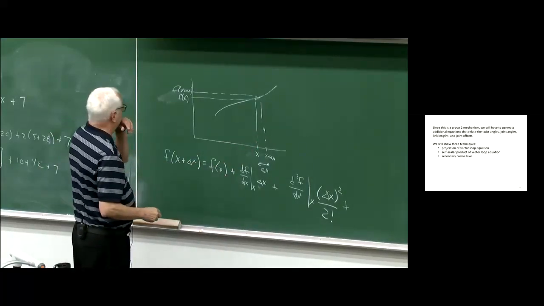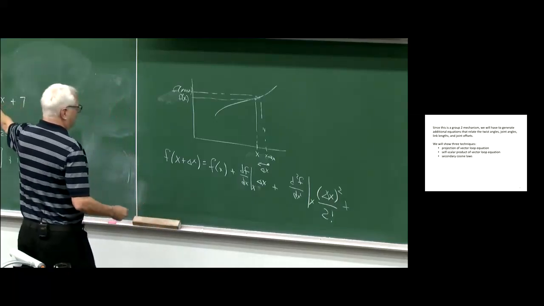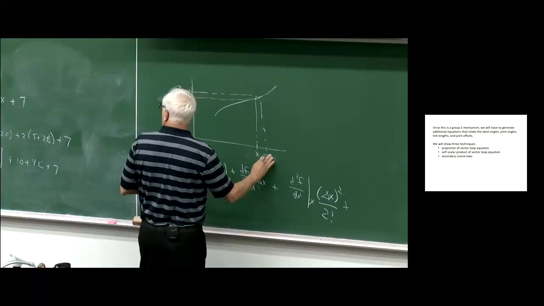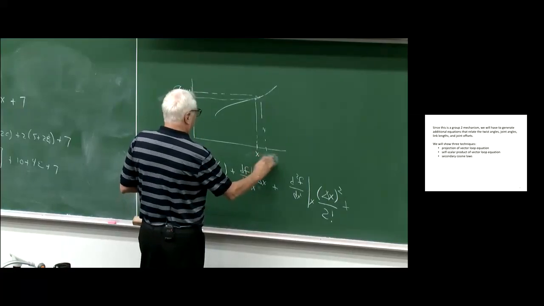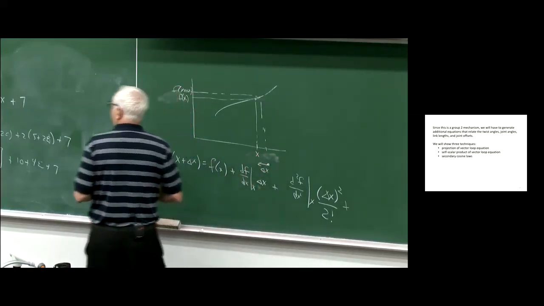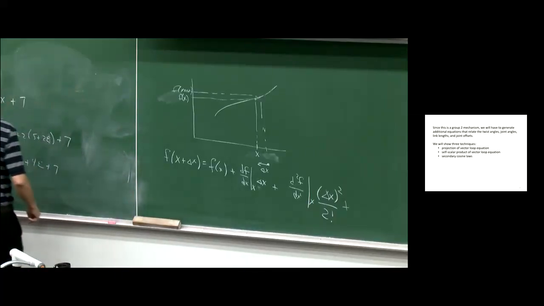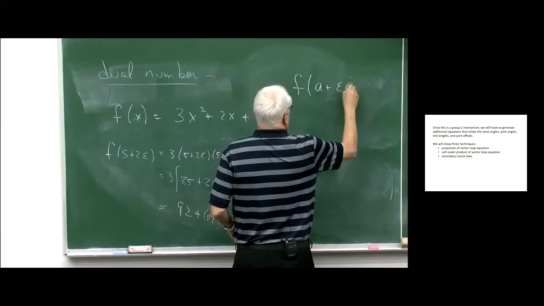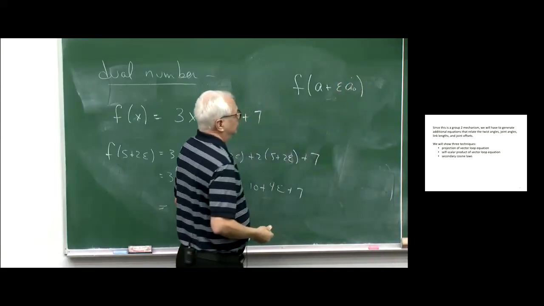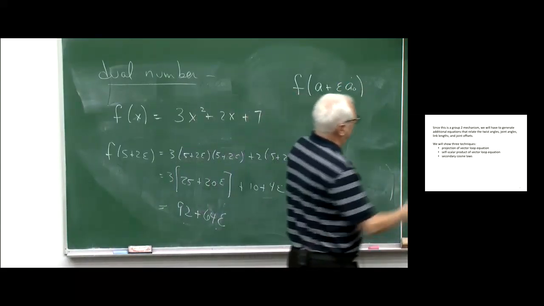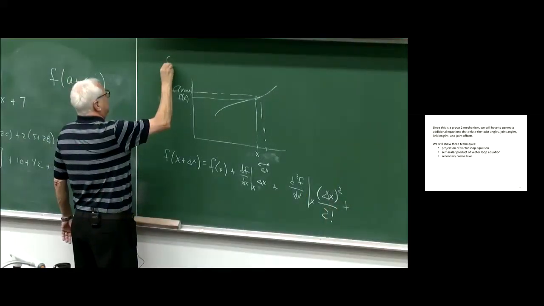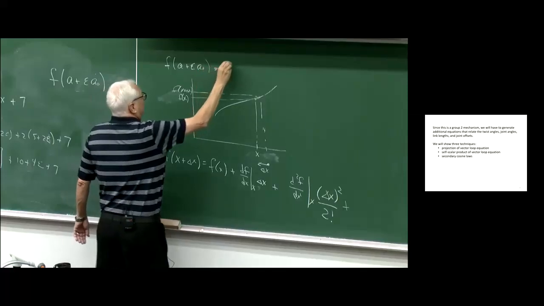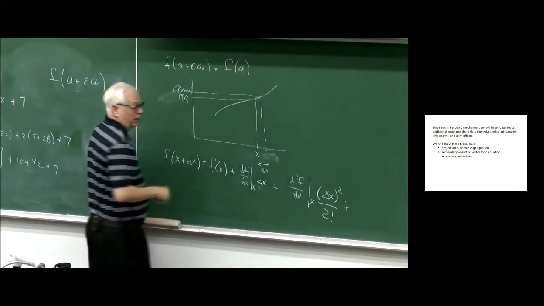So what we're going to say is I've got this function f of x. It's on the other board. And I'm going to evaluate it at a plus epsilon a naught. So if I apply this Taylor series expansion, I'll try to write it up here. I'm going to say that the function evaluated at a plus epsilon a naught is going to be close to the value of the function evaluated at a.